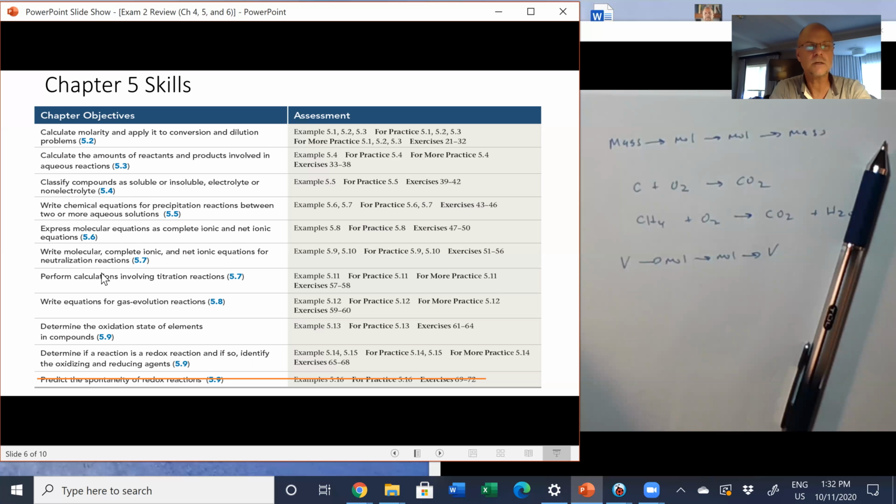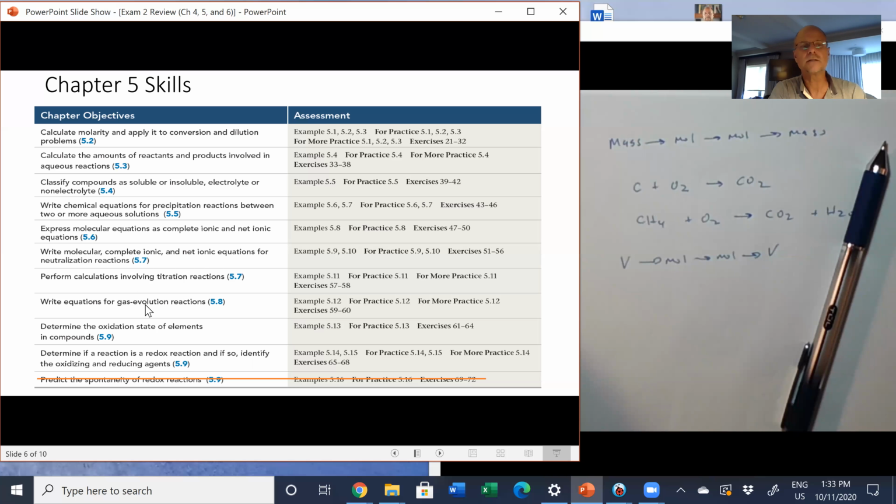Actually, this one we're not doing on the exam. You did some of this in the lab, but this will not be on the exam. You will not have to perform calculations involving titrations for the exam, okay? So I should have crossed that out. I forgot to, but this will not be on the exam.